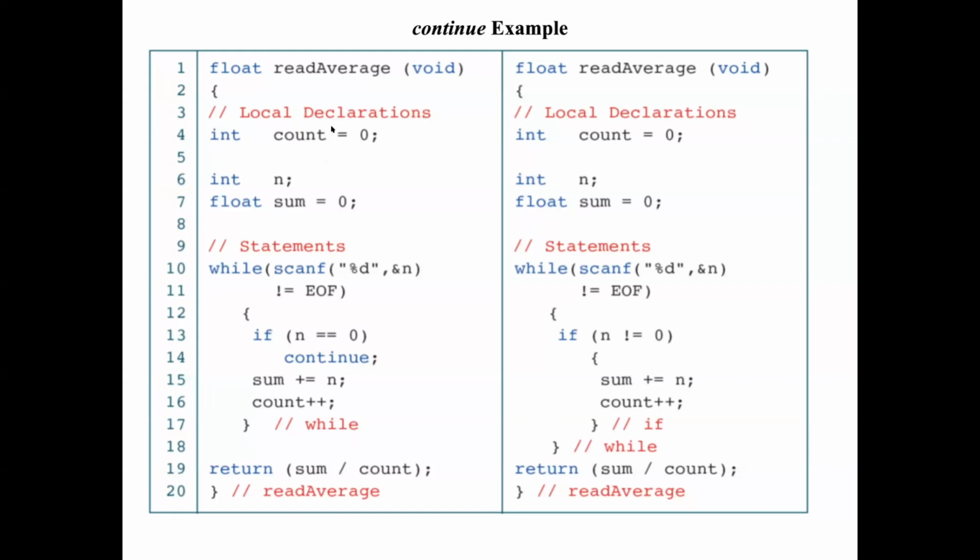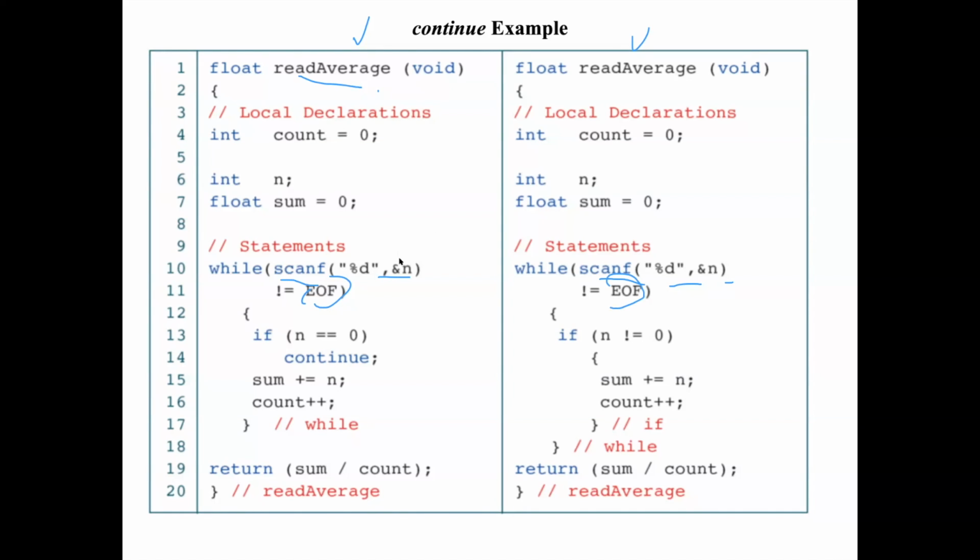This is an example of continue. You have 2 versions of pretty much the same program here. This one and this one is called read average. This read average function, this is actually a function, not a program, reads in something, presumably at runtime, the user enters something from the keyboard, and that gets read. This is not in a file.